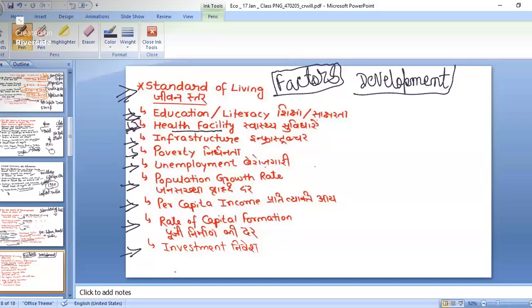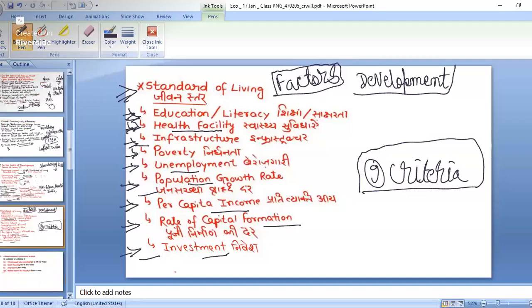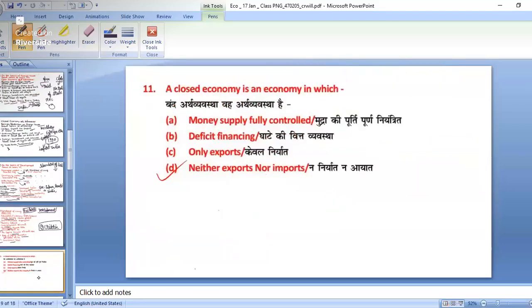So all these 9 criteria are seen for deciding the standard of living, whether a country has a higher, middle or moderate, or lower standard of living. These are the 9 factors seen for the standard of living: education and literacy, health facility, infrastructure, poverty, unemployment, population, per capita income, rate of capital formation, and investment.